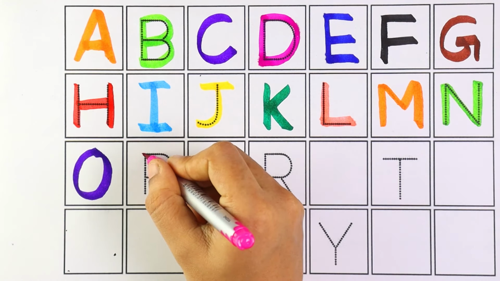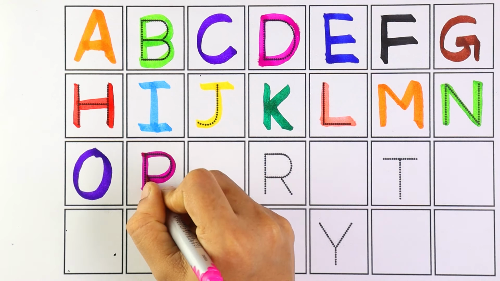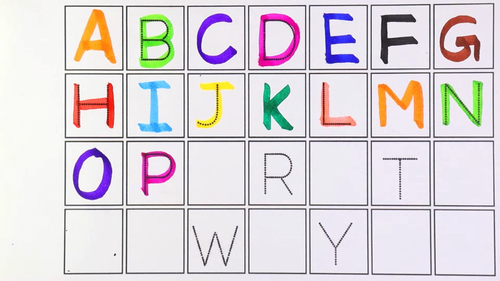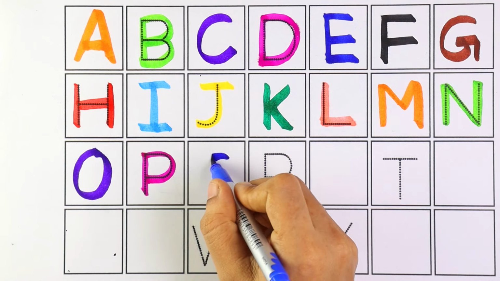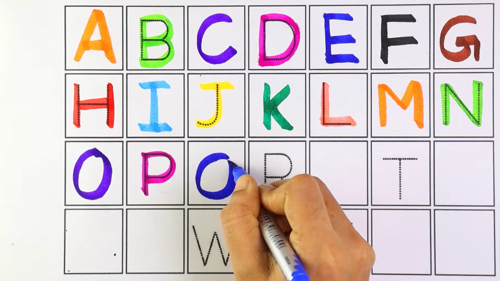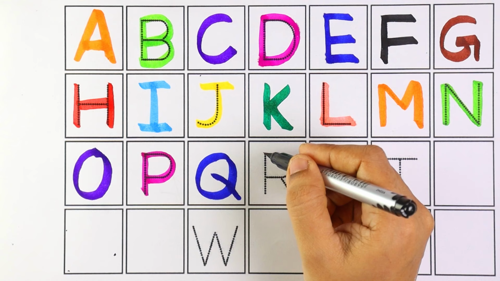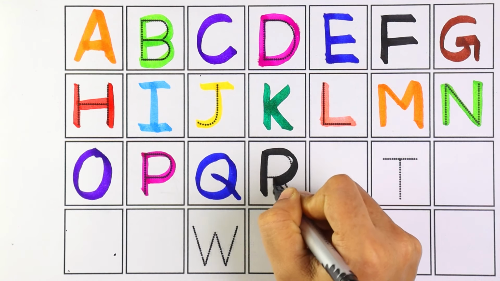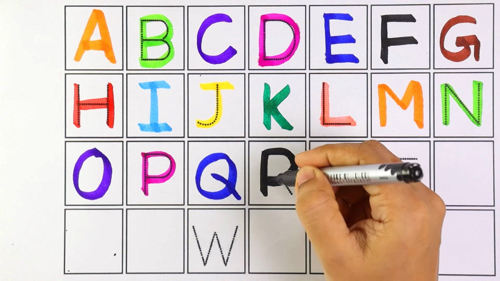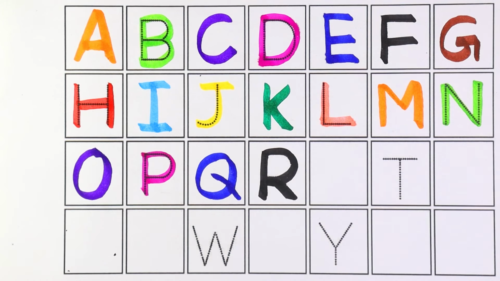Pink color. Letter P. P for penguin. P for parrot. Blue color. Letter Q. Q for quail. Q for quilt. Black color. Letter R. R for rabbit. R for robot.